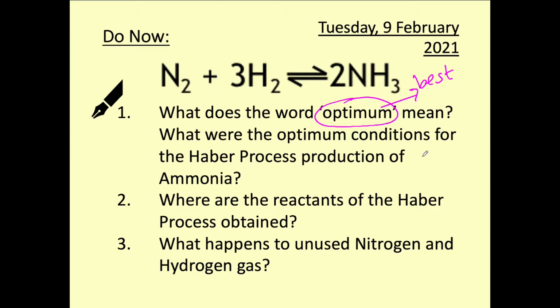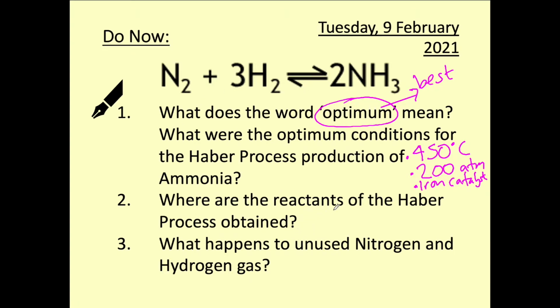So the optimum conditions that were decided on was 450 degrees Celsius for our temperature, a pressure of 200 atmospheres, and the use of an iron catalyst. Now it is important that we note the specificity of those conditions. For example, I'd seen in some worksheets high temperature, high pressure, but we do need to learn those specific conditions there.